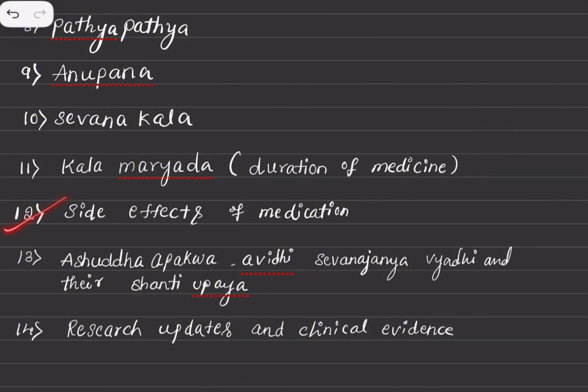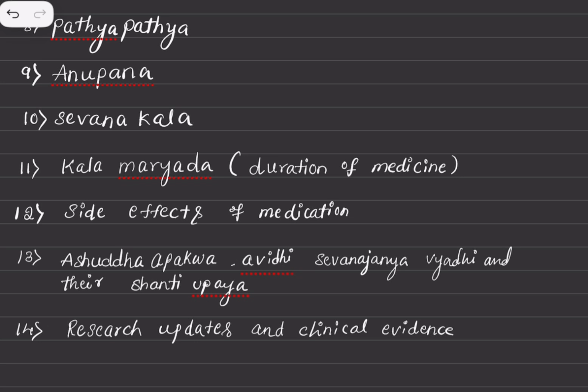The 12th point is: what are the side effects of medication? If you take any bhasma, what are the toxic effects or any side effects to the body? For example, if you take abhraka bhasma, heavy metal toxicity, some GI disturbances, some allergic reactions, nausea, vomiting, like this. Many conditions we can see.